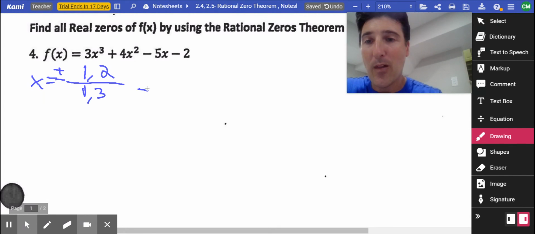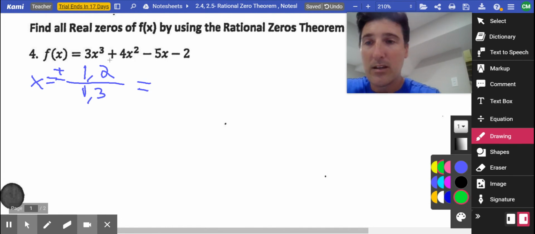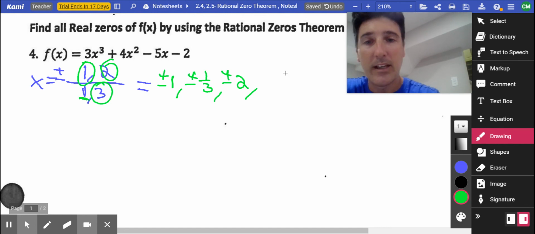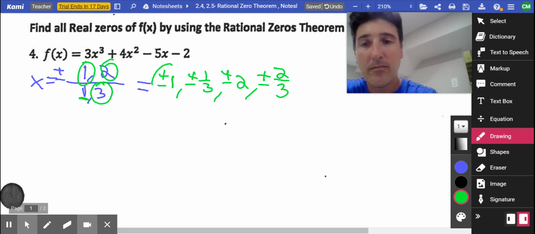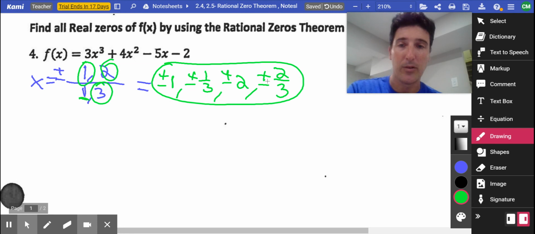All right, so then if I apply it and I divide, different color here, use the second green. So if I take 1 over 1 is just 1, so it's plus or minus 1. 1 over 3 is just plus or minus 1/3. 2 over 1 is just 2, so we have plus or minus 2. And then this 2 over this 3 is plus or minus 2/3. All right, so 1, 2, 3, 4, there's 8 possibilities.